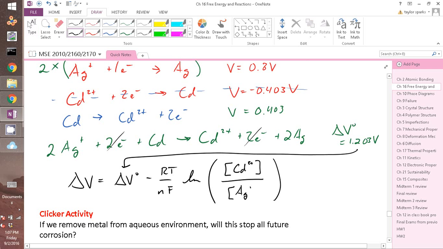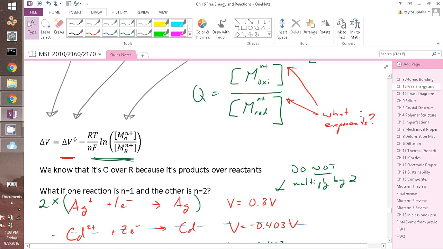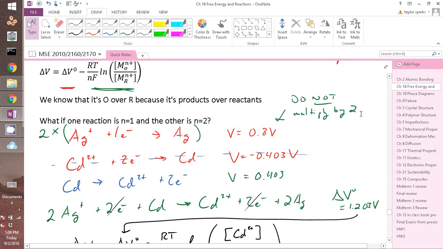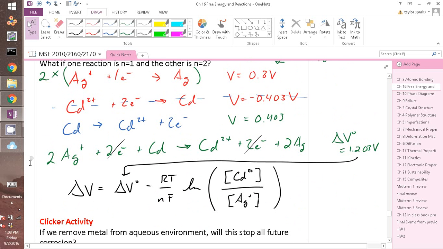What do I need to do now? What's missing? What's that? The power, you have to raise. Yeah, we said that these exponents, in partial pressures, the exponent was the coefficient in front of the number. It's the exact same with concentrations. Since we have 2 silver ions, we need to make this squared. There was only 1 cadmium ion in this reaction, so it's not squared.